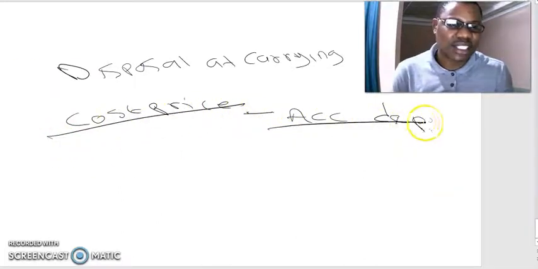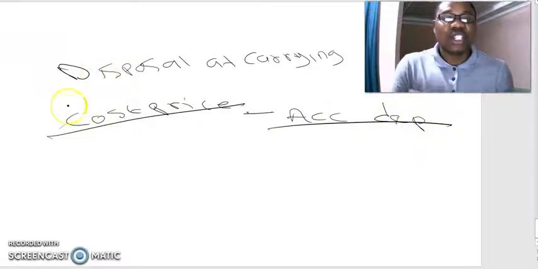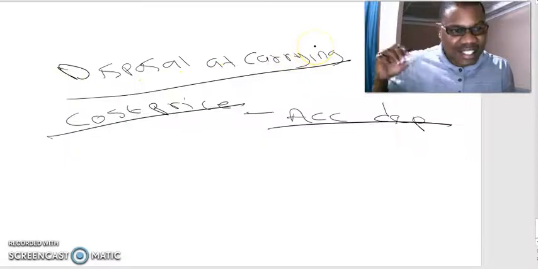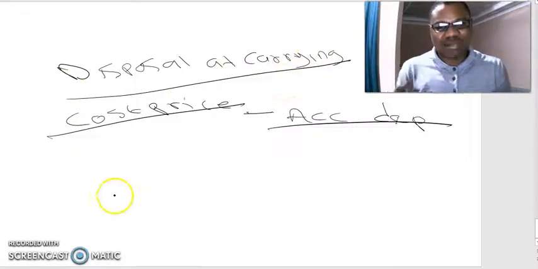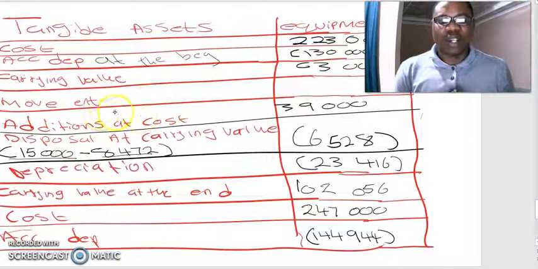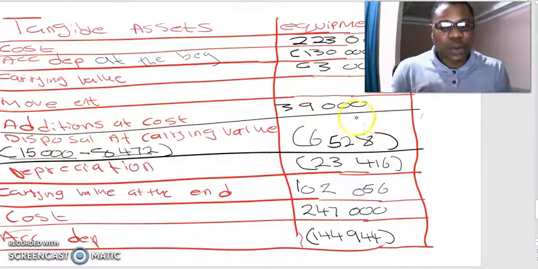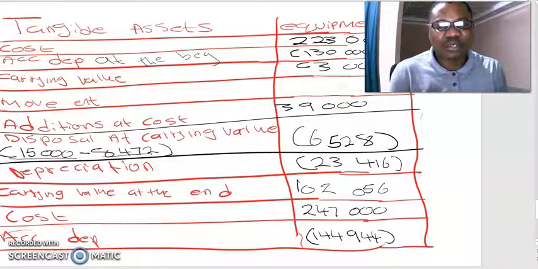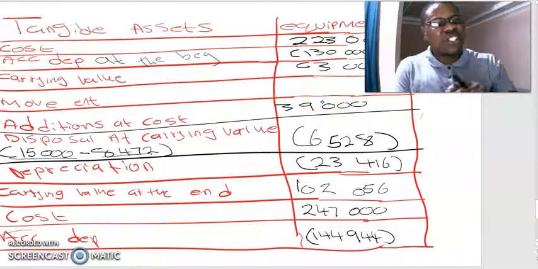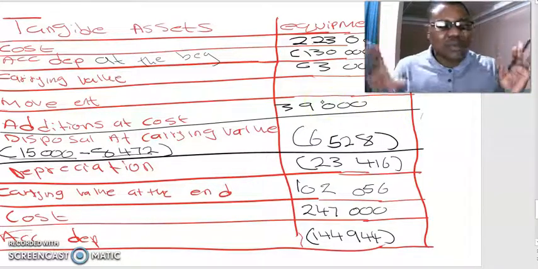minus the total accumulated depreciation of that, so that we get the disposal at carrying value, that when we are selling this asset it has this value. Understand, guys? So that is what we need in our fixed asset or our tangible asset, guys. So when we are selling that asset, we are disposing the asset with the carrying value of 6,528.